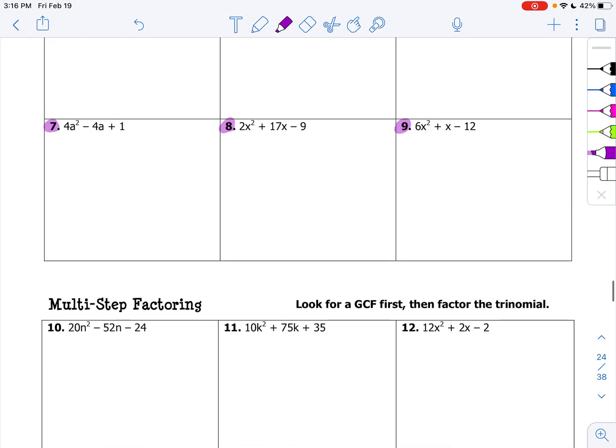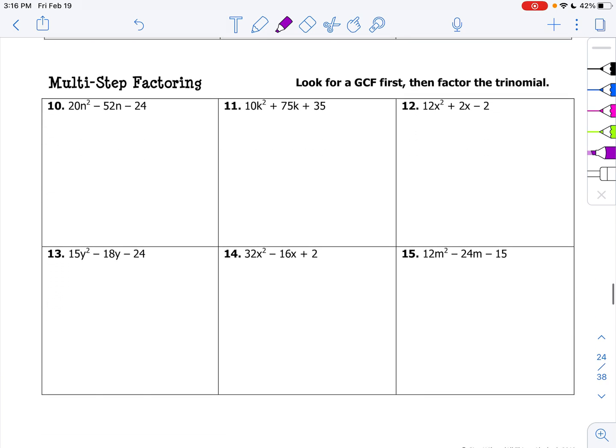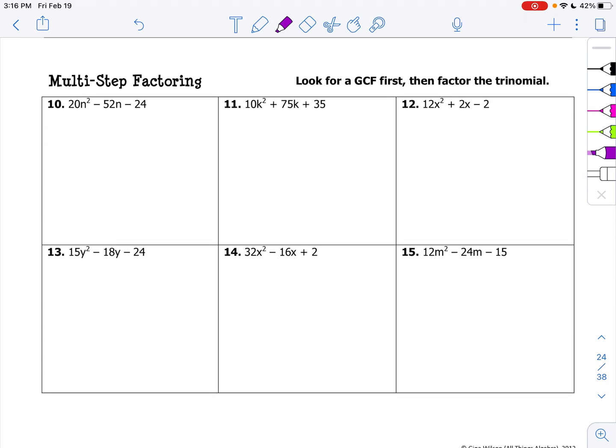And then let's take a look at just a couple more. So remember, when we learned the GCF method of factoring, I told you that you'll always want to check for your GCF first, and then factor it further if it can be.